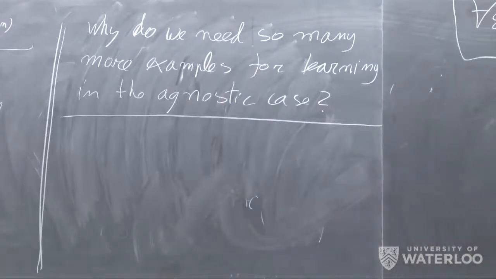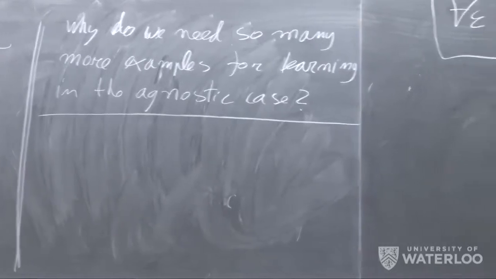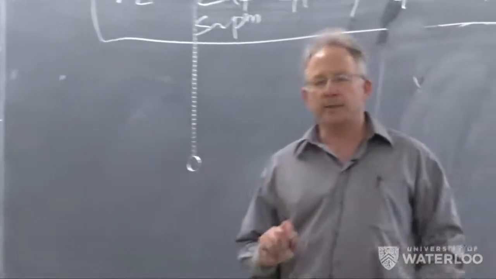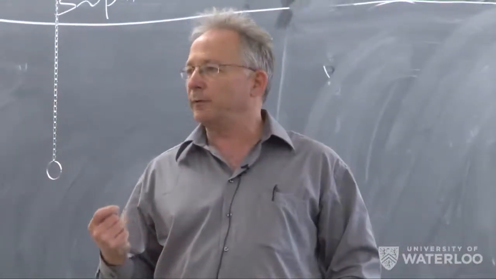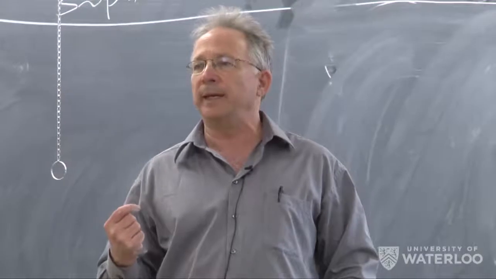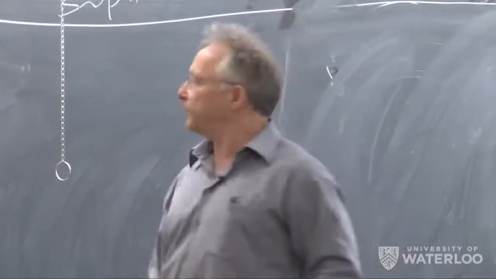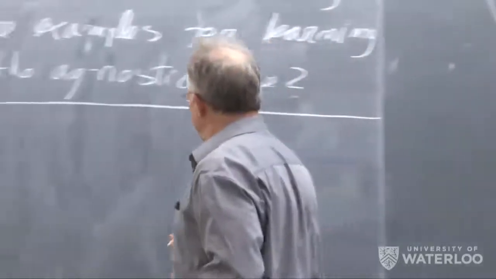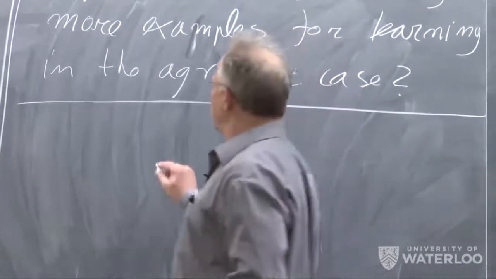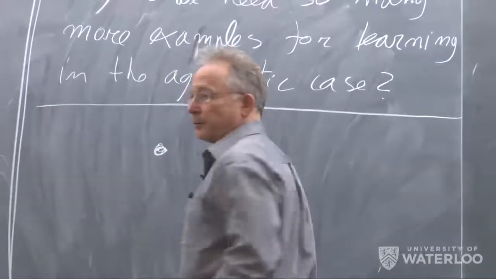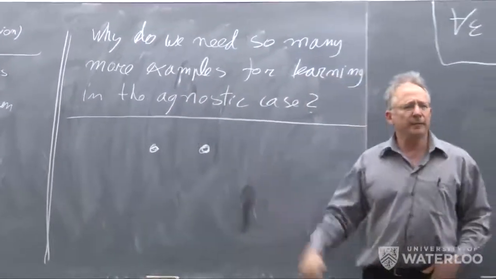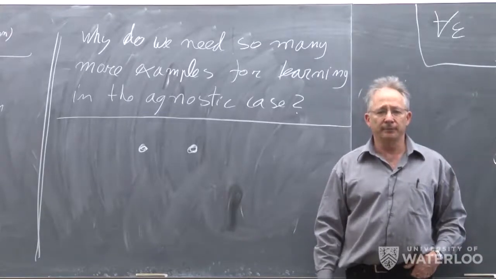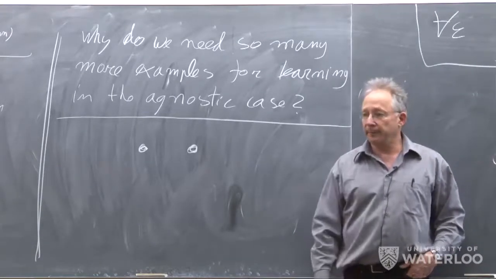So first of all, let us recall what is the difference. In the PAC case, we assume that one of the functions in my class had 0 error. Now I don't make such an assumption. If I don't make such an assumption, let me just demonstrate one kind of problem that we may need to solve. So assume that my domain consists of only 2 points. So what could be the maximum VC dimension here? Yes? Just 2. Only 2 points in my domain.